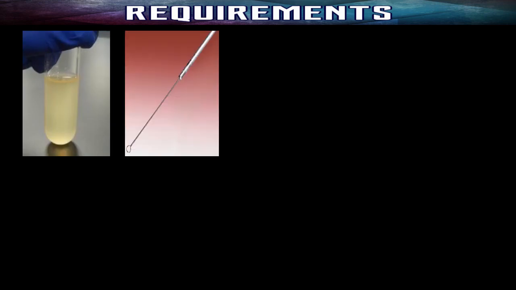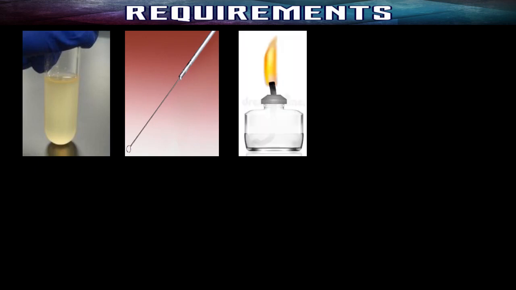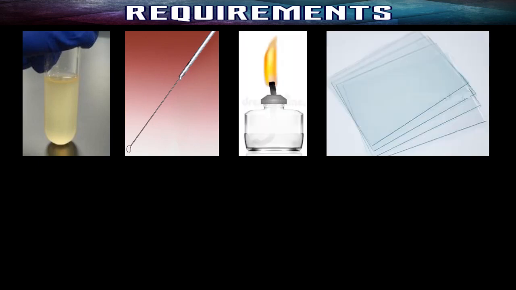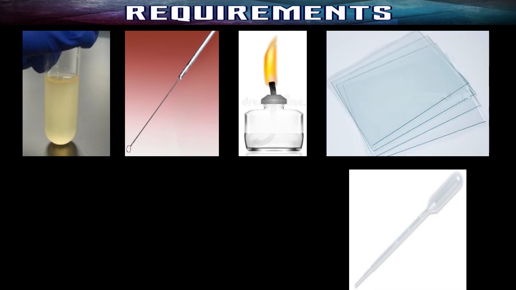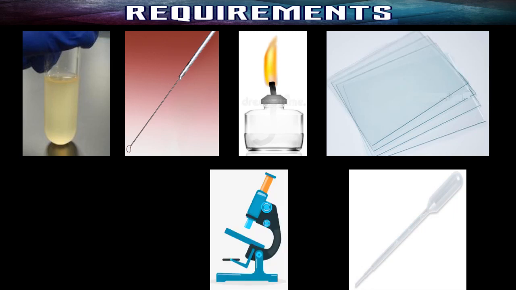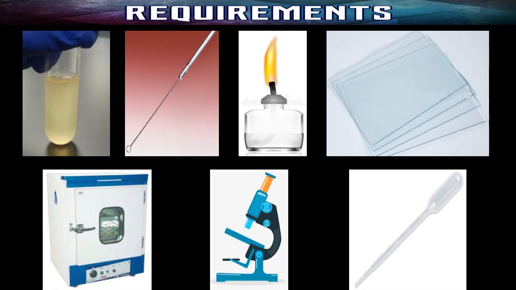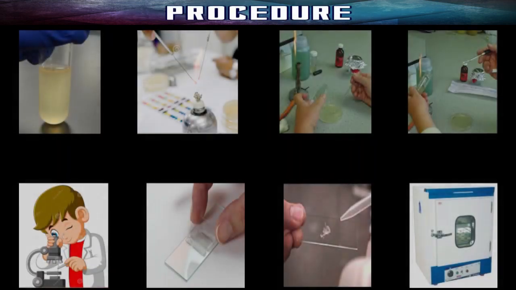Requirements of the test are sheep or human serum, inoculating loop, spirit lamp, cover slip, pasteur pipette, microscope and incubator. Procedure of the test is: first, take about half ml of sheep or human serum in a small tube. Fetal bovine serum can also be used instead of human serum.